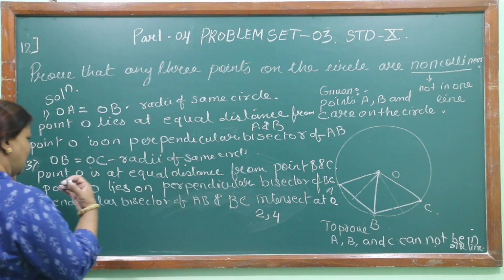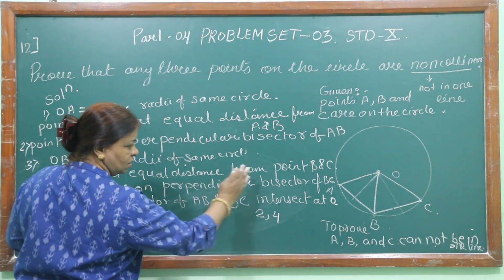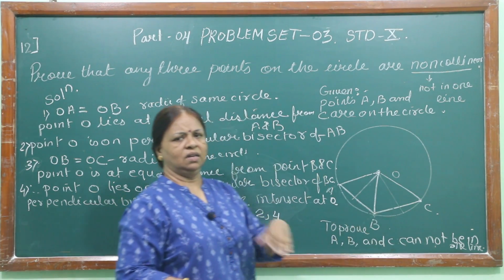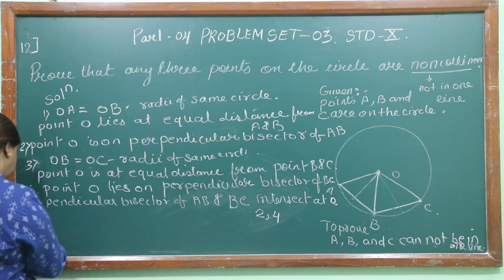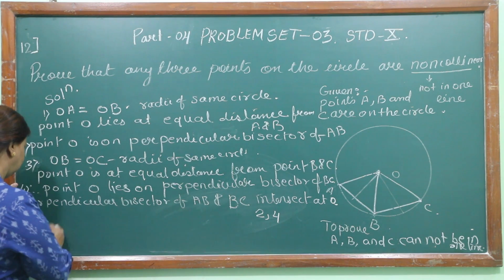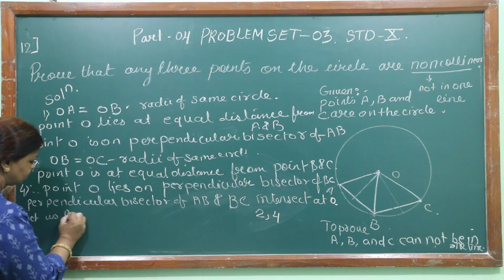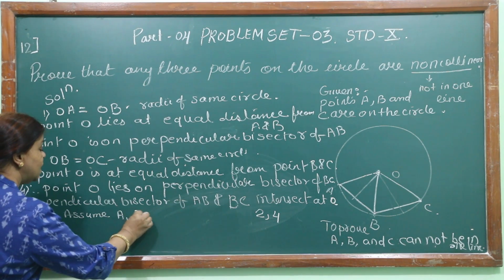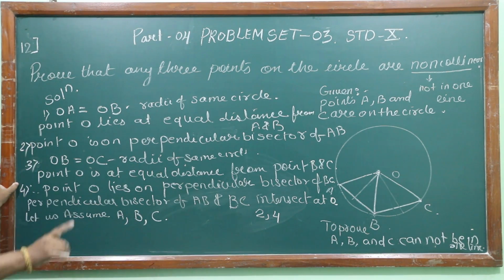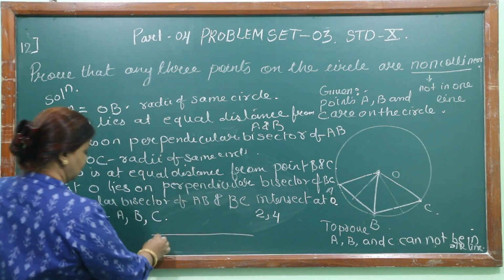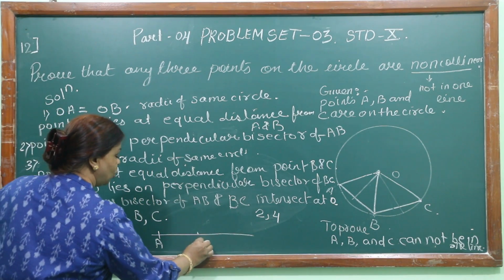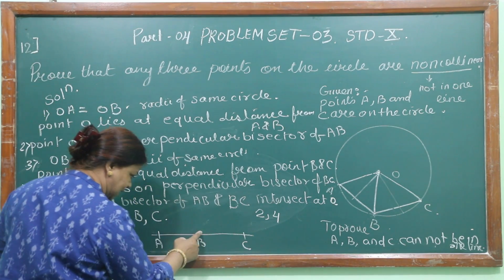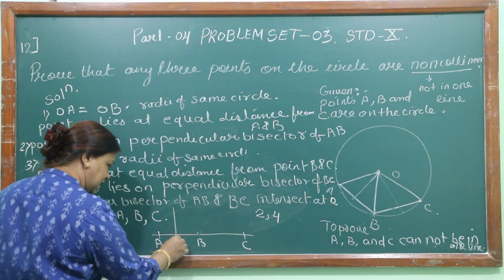Okay. Now this is when the points are A, B, C on the circle. Let us assume point A, B and C lie on one line. This is point A, this is point B and this is point C. So if I draw a perpendicular bisector of this line, somewhere here it will be.